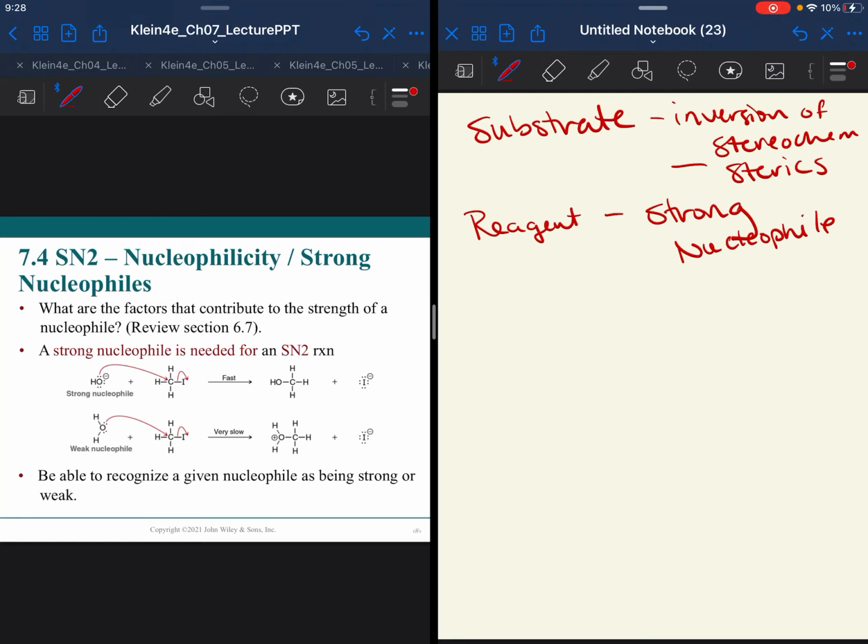And the main thing to note is, we're going to have a table later on where you will want to memorize what falls into what categories, and I will put that up on eCampus for you as well. Strong nucleophile, strong base. Weak nucleophile, weak base.